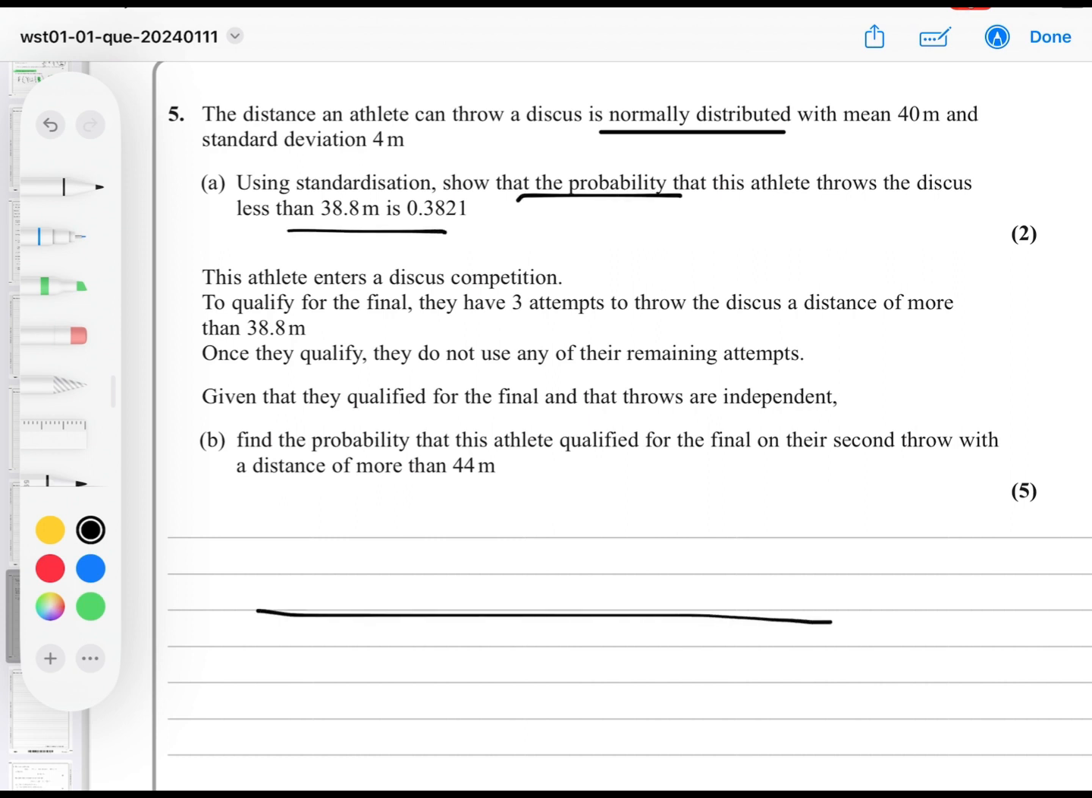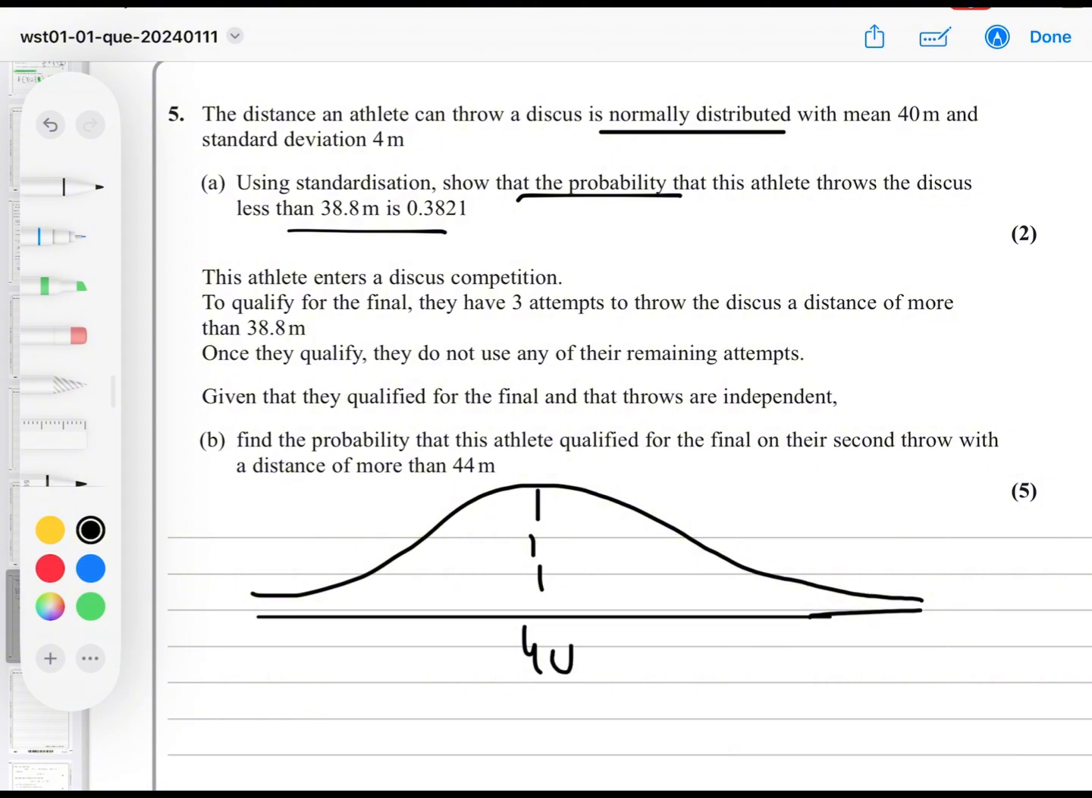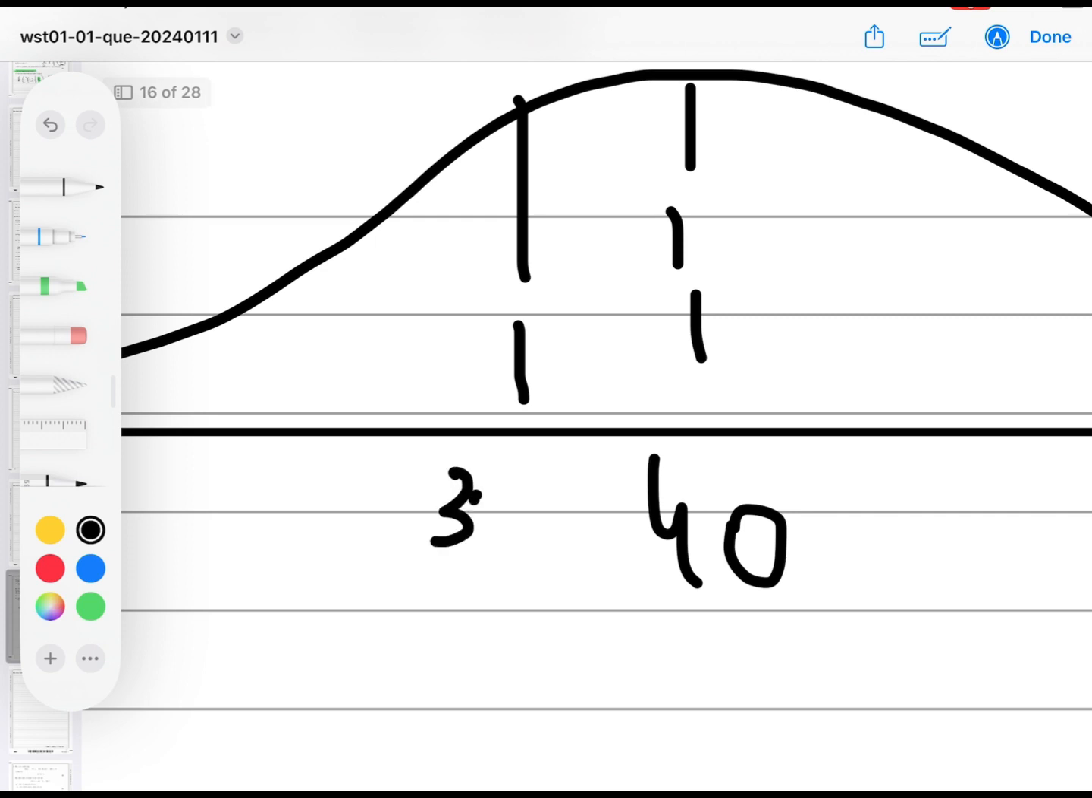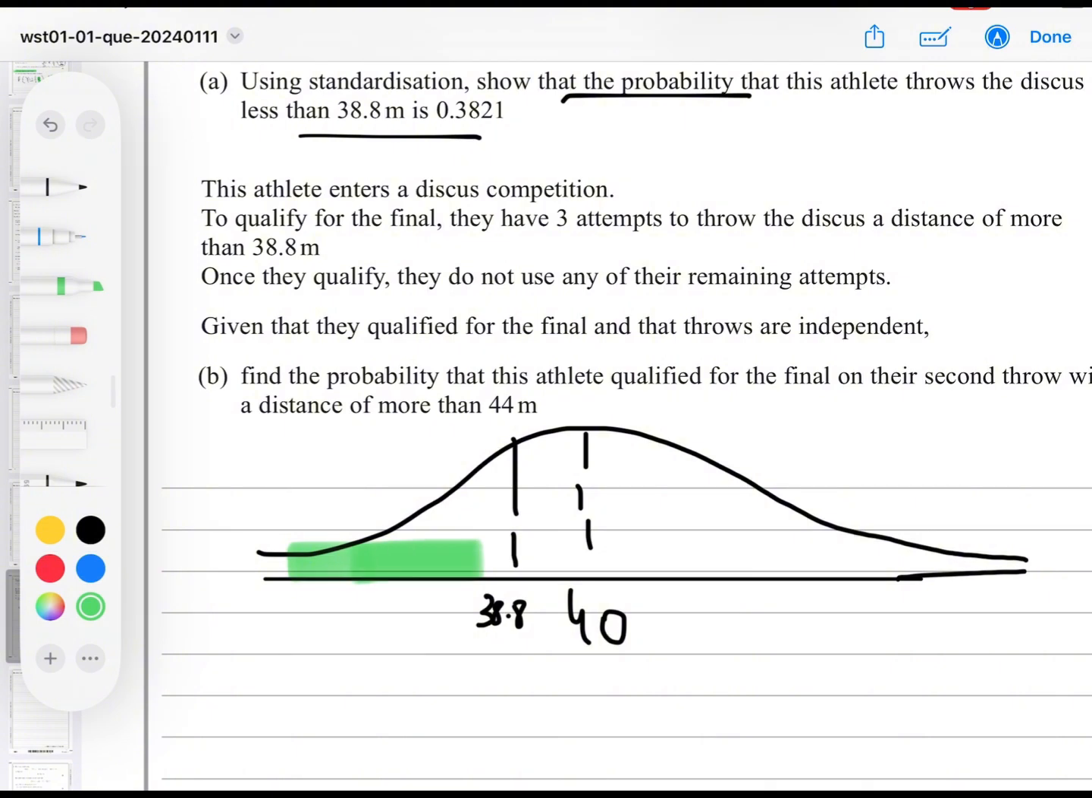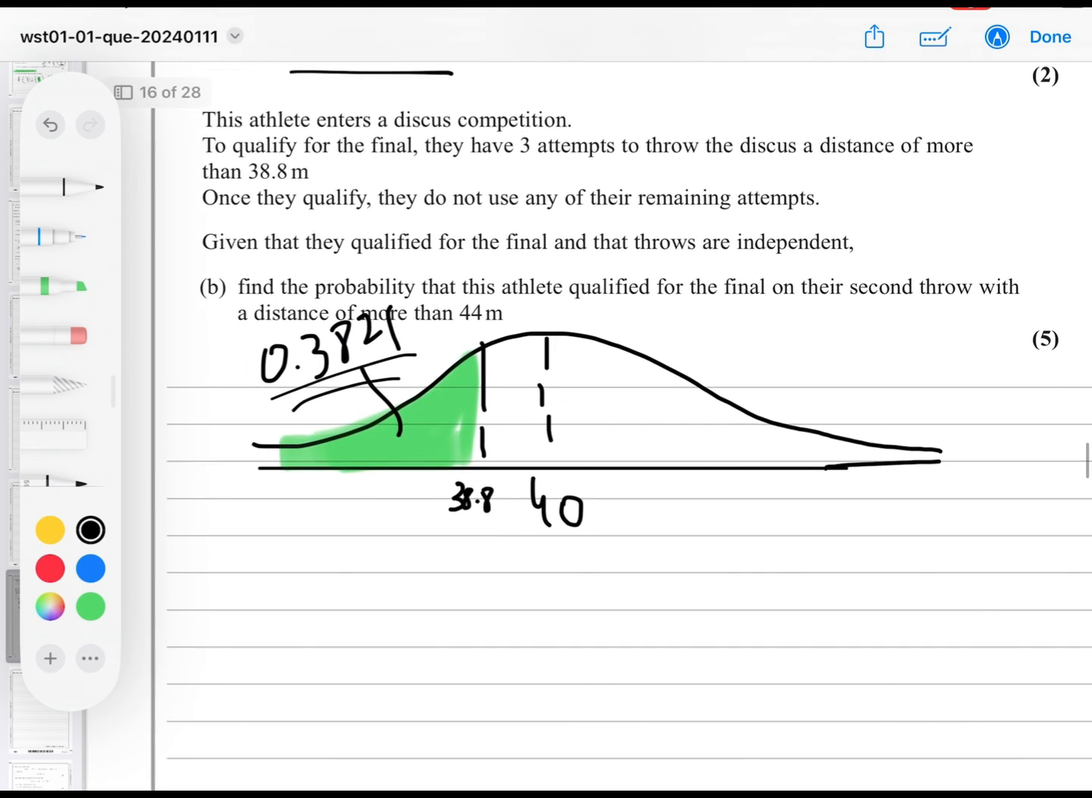So now, as per the diagram, if I sketch it, this is the mean, and they are saying that we have to show that the probability of less than 38.8 will be here somewhere, and they're saying that the probability less than this is 0.3821. Now we have to show this.